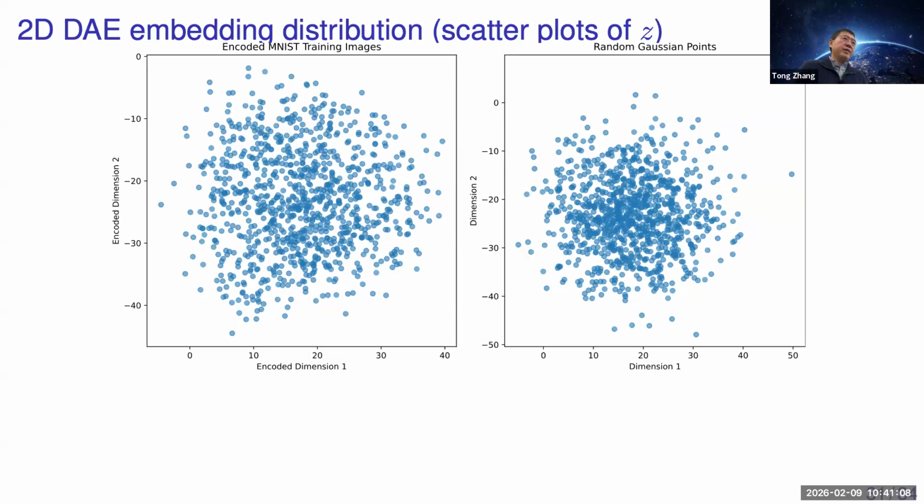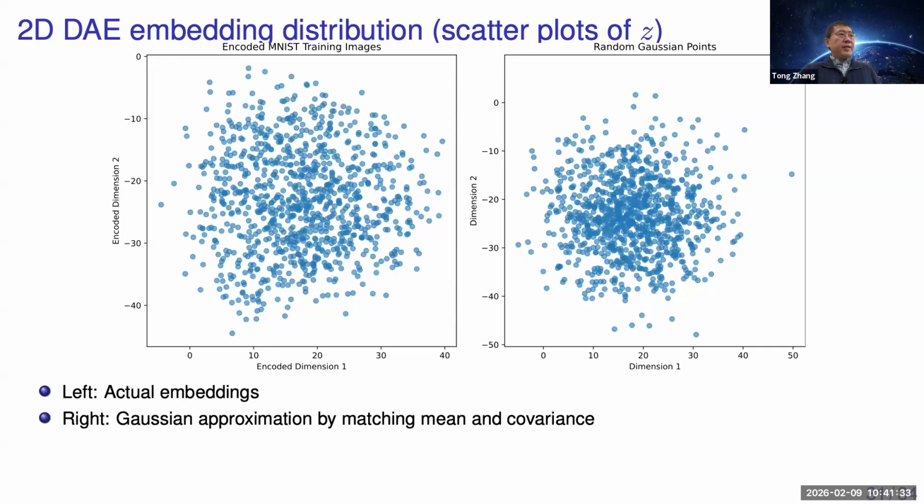In short, what the VAE does is make your embedding in the Z space over your data look like a standard Gaussian. A standard Gaussian has a standard deviation of 1 in all directions, and a zero mean, right? So it's not like this. On the left is the actual embedding, and on the right is just the Gaussian matching the mean and the covariance. Looks like they're not quite the same, right?